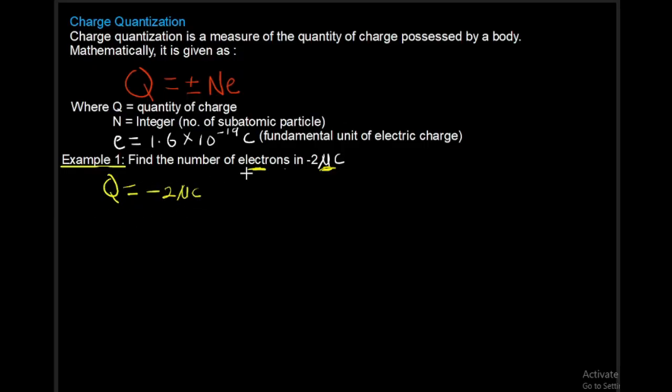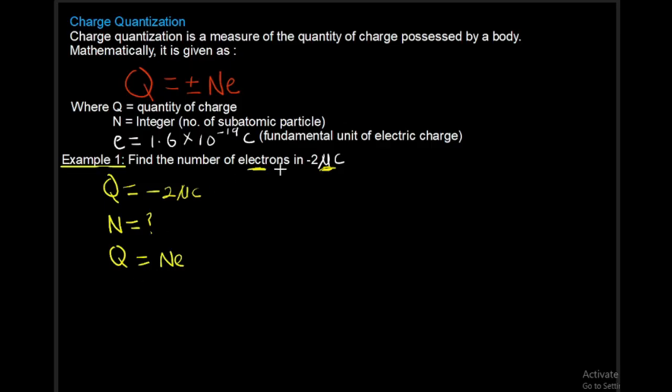Find the number of electrons. Electrons are the subatomic particles. We are looking for the number of subatomic particles, so it simply means we're looking for N. So we have N unknown. Now the formula that connects these two is Q equals NE.